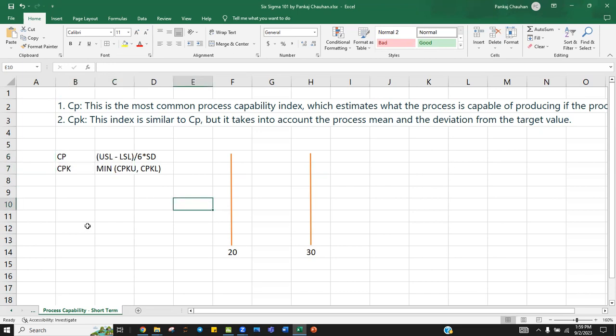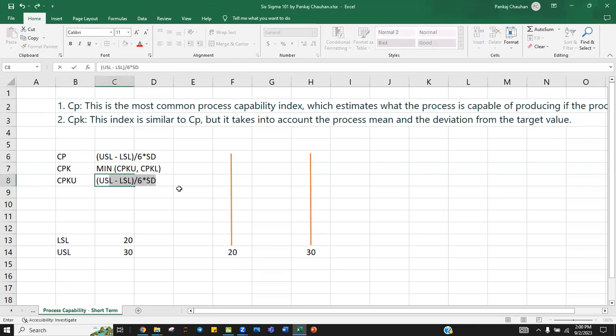All right. So I got my lower specification limit, I got my upper specification limit. Lower specification limit is 20, upper specification limit is 30. What am I left with? As per this formula, the formula for CpkU will be upper specification limit minus average value, divided by 3 times the standard deviation.